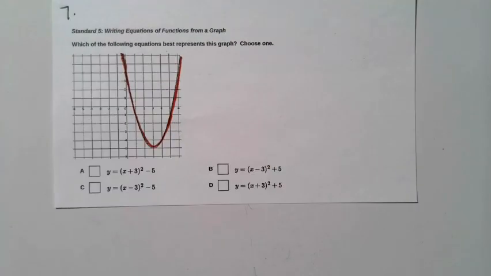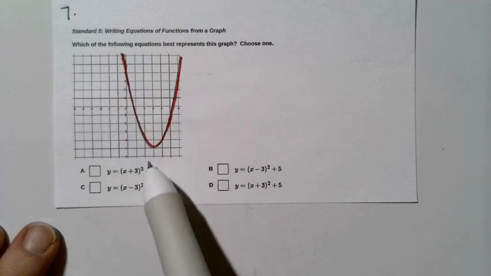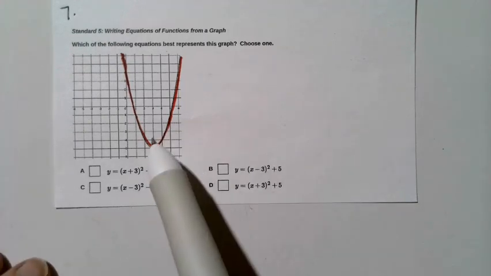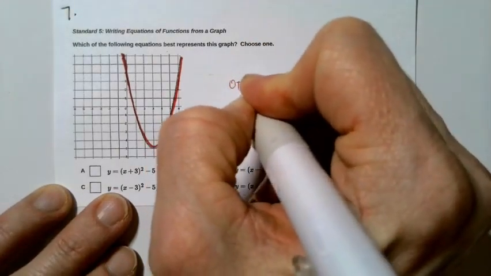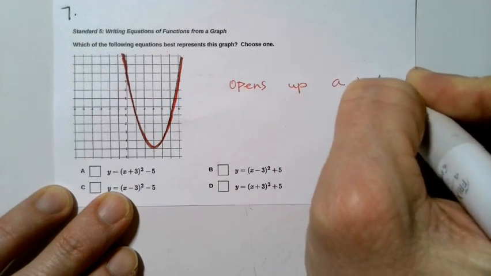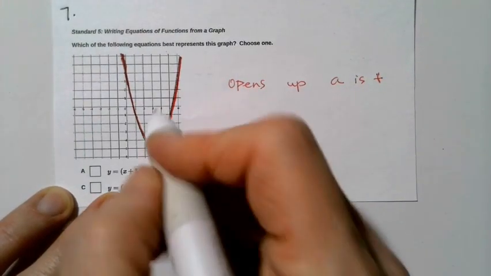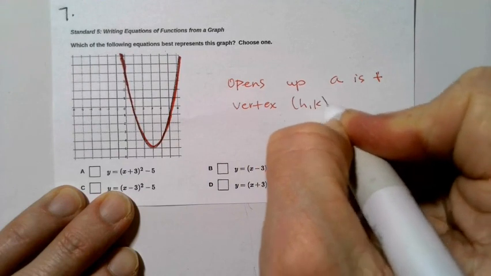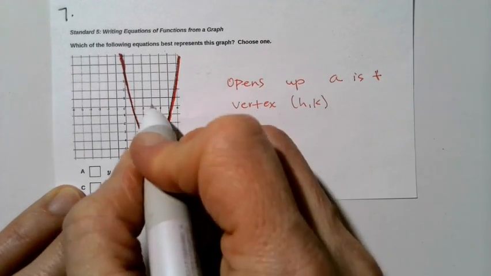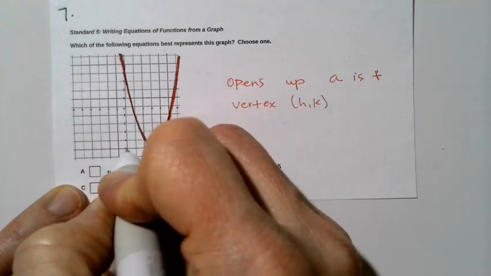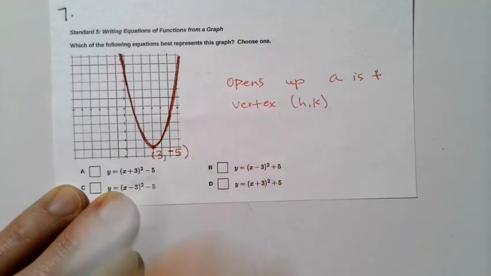Here's another quadratic question from our test, and we have to match the graph with its correct equation. The first thing I like to do is see that it opens up. So that means a is positive. And I want to look at where my vertex is, because my vertex is the (h, k). In this case, this point right here is my vertex, which is at 3, because it's 3 over this way, and it's down 5, so that's −5.